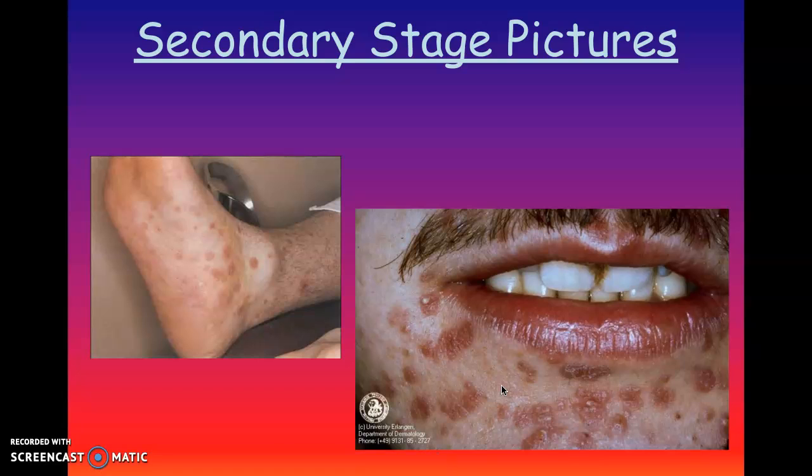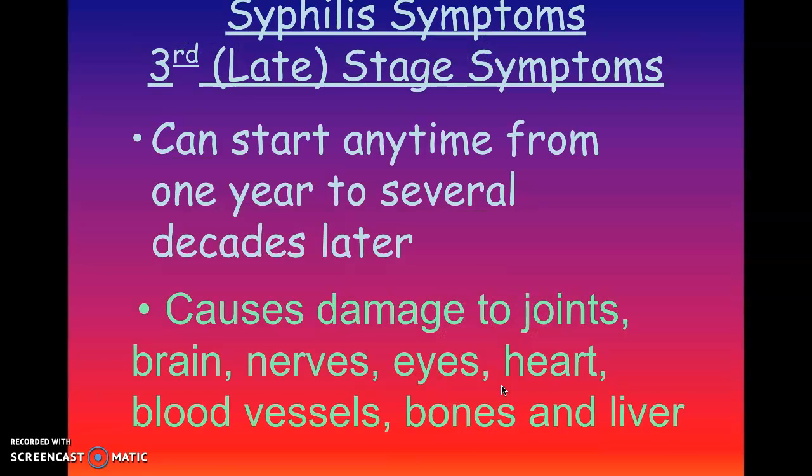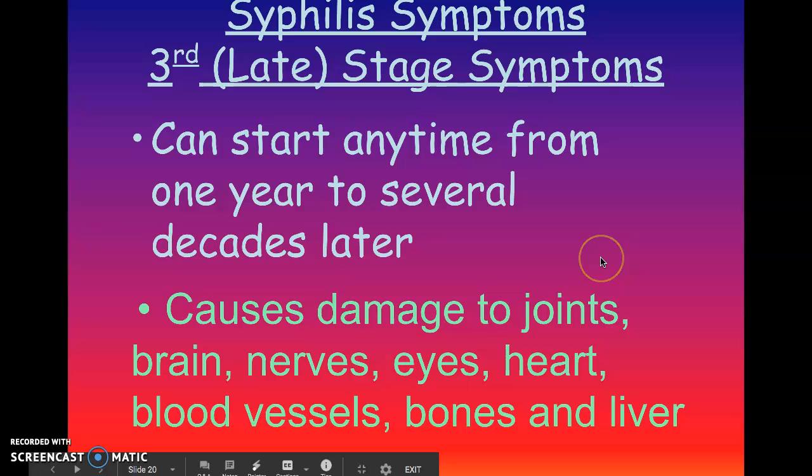Now, in the first 2 stages, syphilis can still be treated with antibiotics, but sadly, once it hits the 3rd stage, and this can start anytime from 1 year to several decades later, people with syphilis can live a really, really long life, many not even knowing they have the bacteria, but inside their body organs are being damaged. Their joints, their brain, their nerves, eyes, heart, blood vessels, liver.